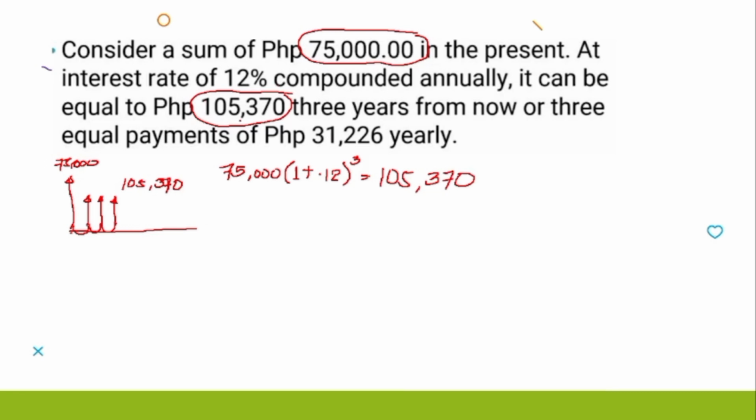Kapag ito naman, kapag ibabalik natin siya in 3 years, equivalent din siya with this value, 75,000. So that would be 105,370, and we will jump back ng tatlong taon. So this one, 1, 2, and 3. So that would be 1.12 raised to negative 3 kasi bumalik tayo. So that is equivalent to 75,000.